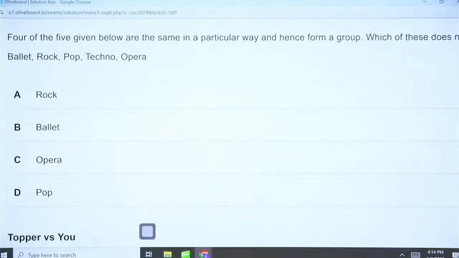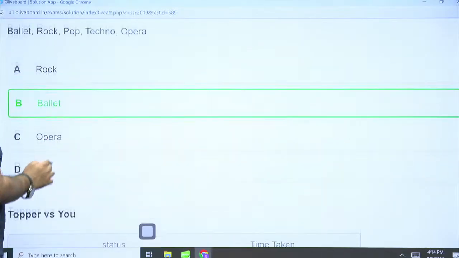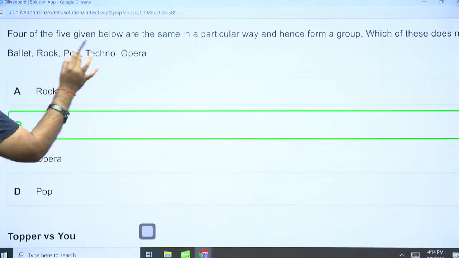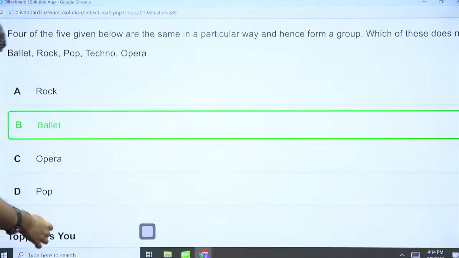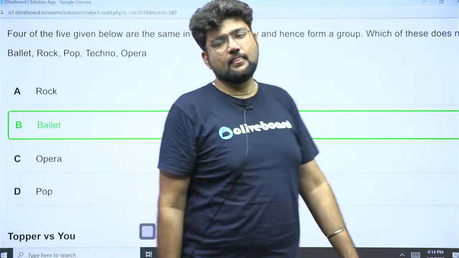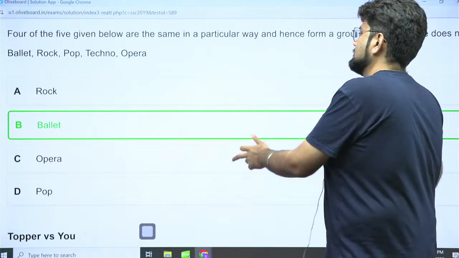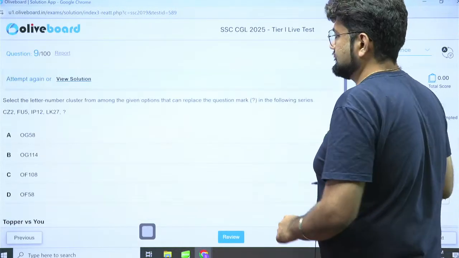Good, excellent, correct. Yes, Rahul, correct. Amit, yes, correct, sorry. Correct. Option B is the right answer here. Ballet is the correct answer. Why? Because rock, pop, techno and opera, they are all kinds of music. Ballet is a kind of a dance. Okay. Next.